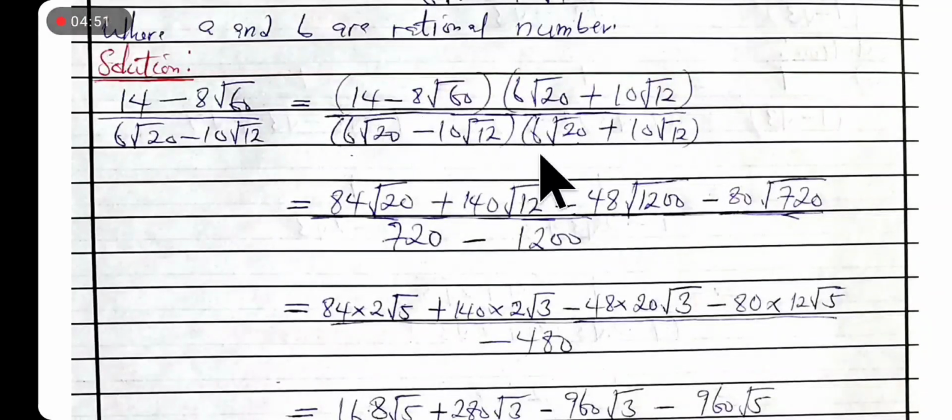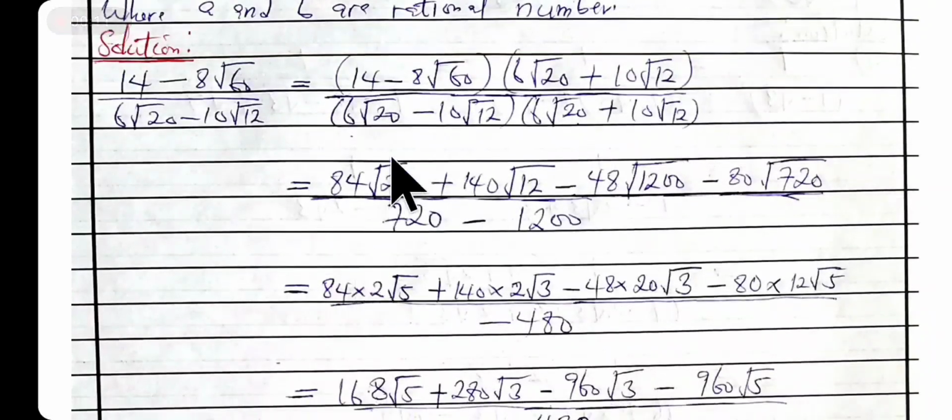Then the same thing goes for the denominator. We expand. Multiply 6 root 20 times 6 root 20. You discover that 20 times 20 will give you 400. Root of 400 will give you 20. Of course, 6 times 6 multiplied by that 20 will give you 720.